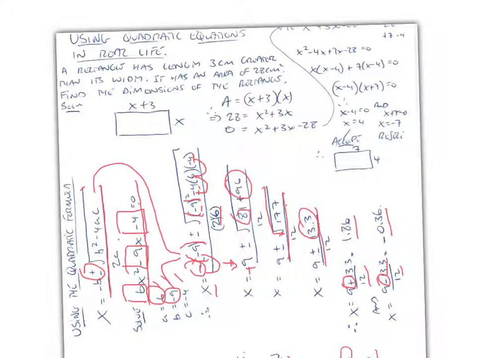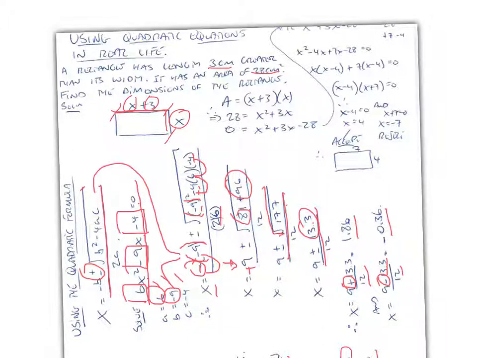We'll just finish with a quick example, using quadratic equations in real life. A rectangle has a length 3 centimeters greater than its width. So its width is x and its length is x plus the 3 centimeters. It's bigger than this by 3. It has an area of 28 centimeters squared. Find the dimensions of the rectangle.